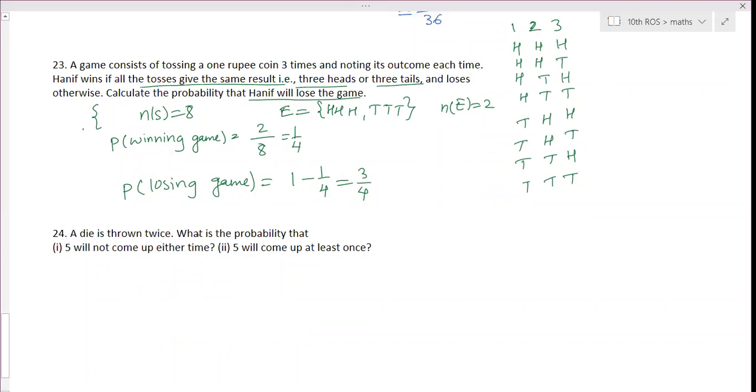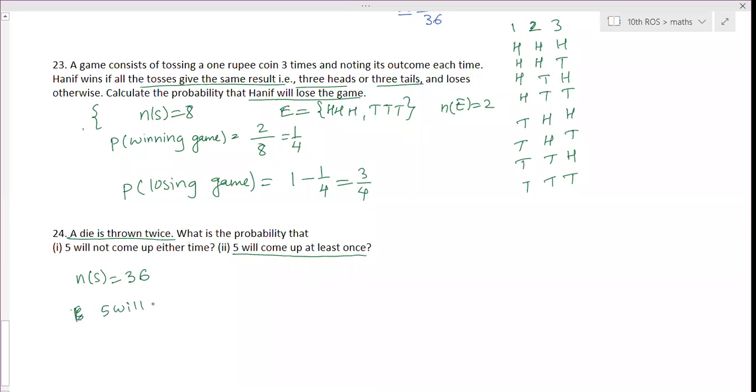A die is thrown twice. What is the probability that 5 will not come either time? A die is thrown twice. This means how many outcomes are there? 36 into 36? No, 6 into 6. What are the total outcomes? 36. So first find out the probability that 5 will come up at least once, and then we will find out the probability that it will not come.